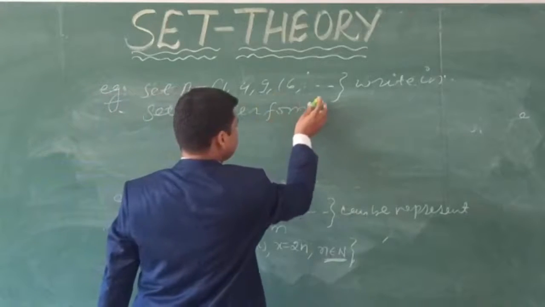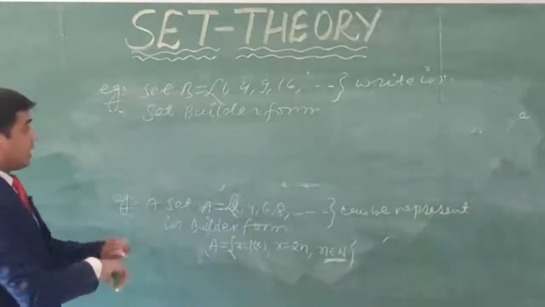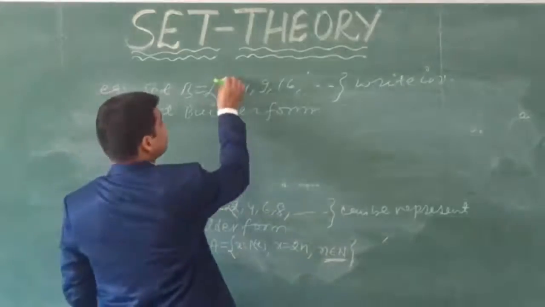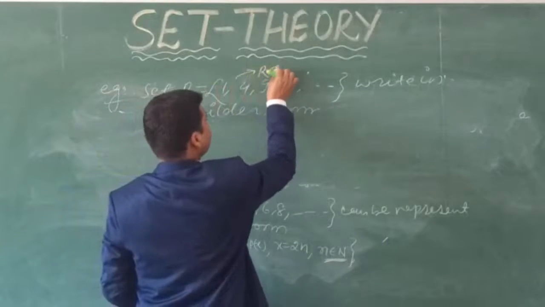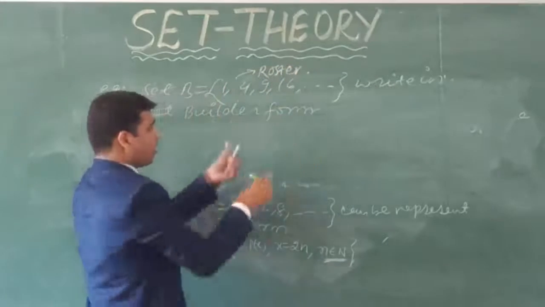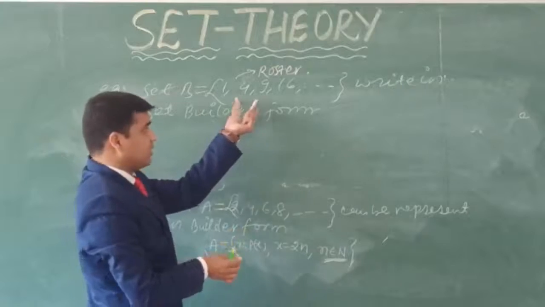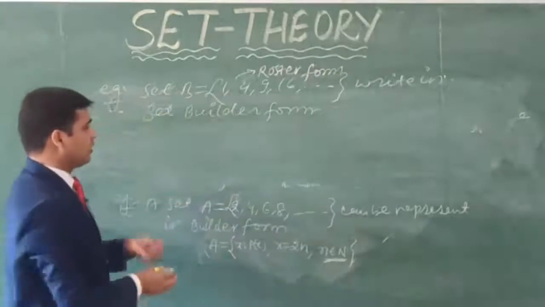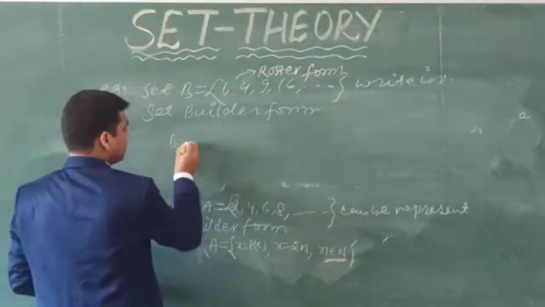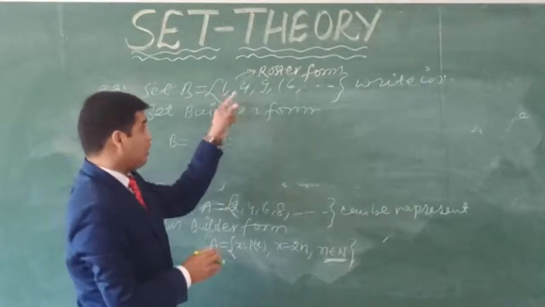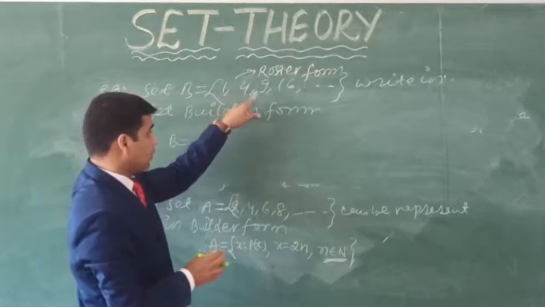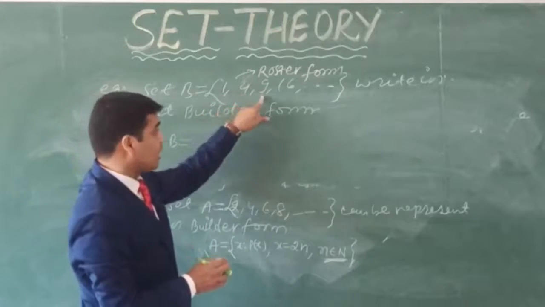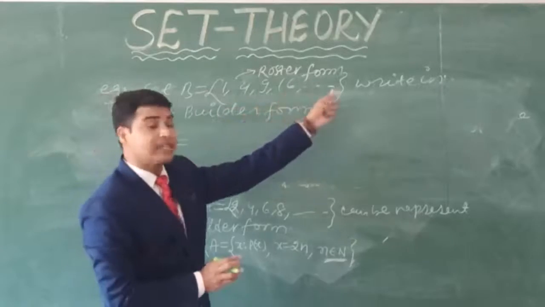Now we need to write this in set builder form. First of all we need to identify that this is given in roster form. Why? Numerical values are there, we are not using any property, so this is in roster form. Now we need to convert it to set builder form, so it's very simple. First we need to identify the pattern here. 1, 4, 9: this is the square of 1, 1 squared is 1, 2 squared is 4, 3 squared is 9 and 4 squared is 16, and so on.